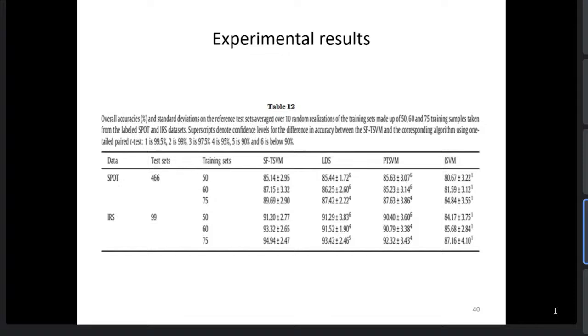So our conclusion is that the proposed SFTSBM is better than the existing algorithms like progressive TSBM, LDS, the low density separation approach, and the conventional SBM, which is used by many people. Now move to the next slide.